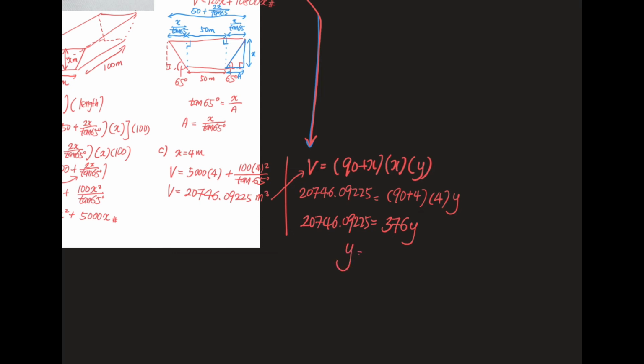Now I can get my y. I divide the 20,000 with the 376. Then I get 55.17577726. Okay, let's say I round off to 55.18 meter. Okay, so this is the length of the embankment that I'm able to form. Okay, 55.18 meter. Okay, so this one settled.